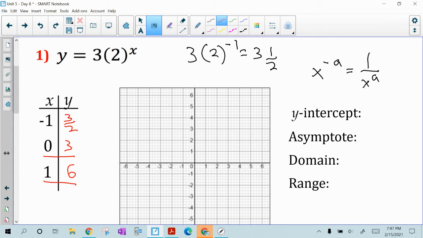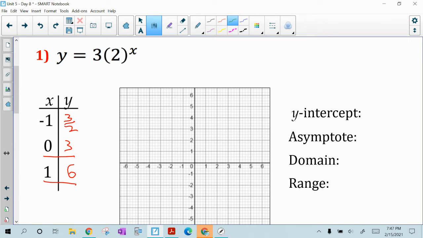Okay, so those are the 3 points that I've got to play with as starters, and let's see what we can do about coming up with a sketch of a graph based off of just those 3. I'm looking at (0, 3), got it, (1, 6) up here, and then I've got (-1, 3/2), which is there. Now, again, my y-intercept I'm hoping is very easy. You're going to say (0, 3).